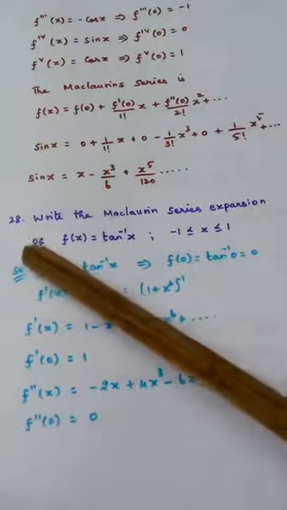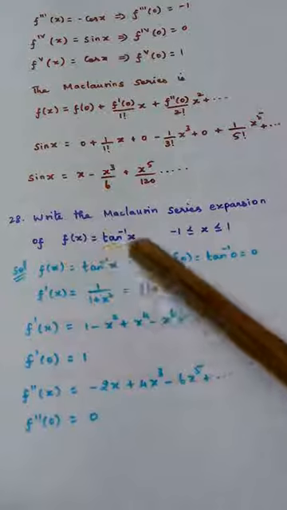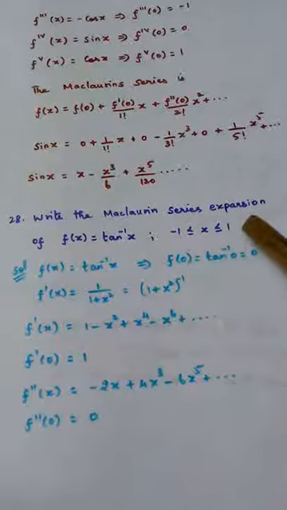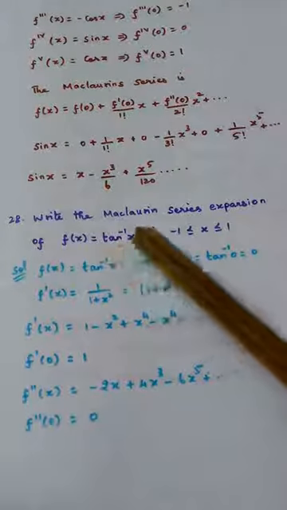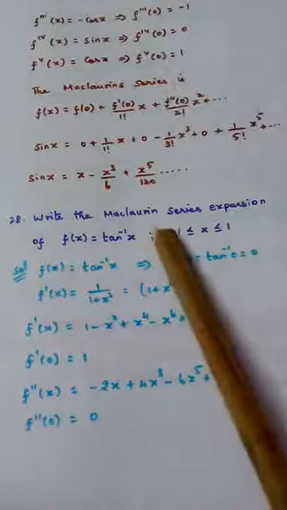Question number 28. Write the Maclaurin series expansion of f of x is equal to tan inverse x, where x lies between minus 1 to plus 1. So the function is tan inverse x. Same thing as before, where the function was sin x; here it is tan inverse x.